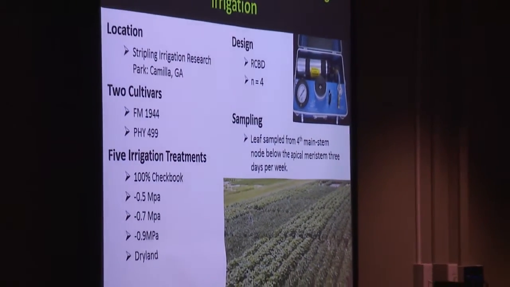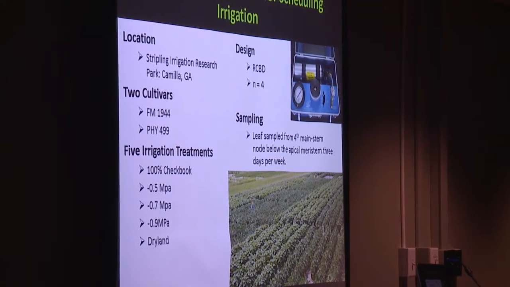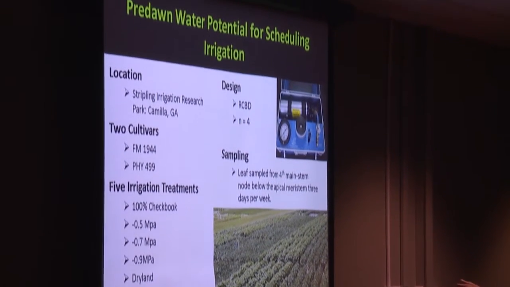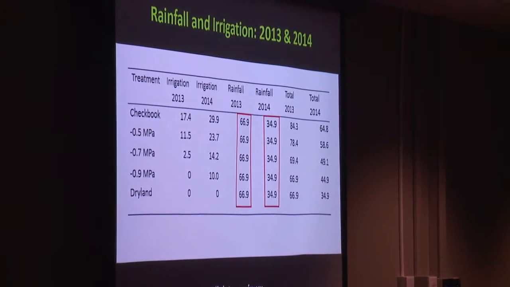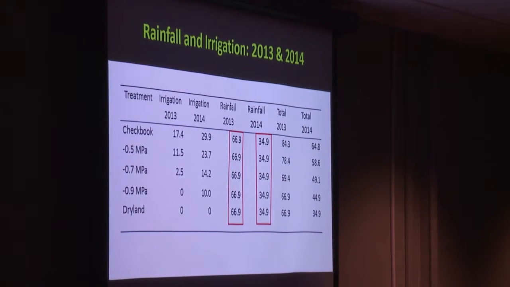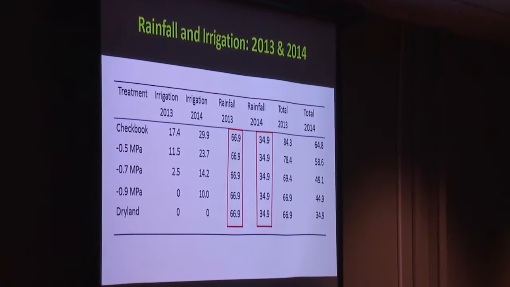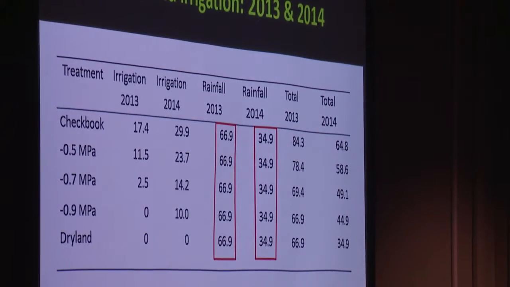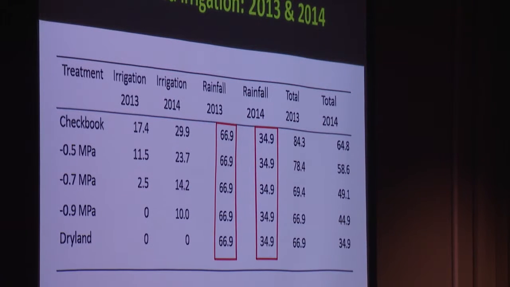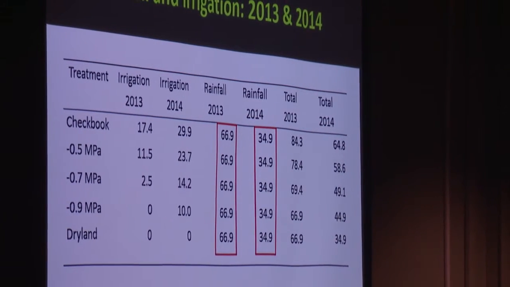So this study was conducted at Stripling Irrigation Research Park. We had a couple of different cultivars. There were no significant effects there, so I'm not going to talk about cultivars right now. And we have those 5 different irrigation treatments that I mentioned previously. So I want you to notice in those red boxes there, in 2013, just as a general rule, give or take, we say that cotton needs about 46 centimeters of water during a normal growing season in Georgia. All right? So 2013, we had substantially more than that during the growing season, had quite a bit of rainfall. 2014, we were at a deficit year. That was a year that we saw that drought stress, right?